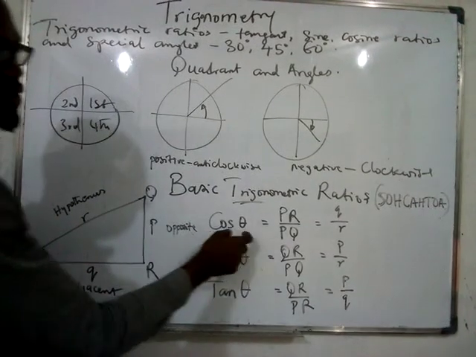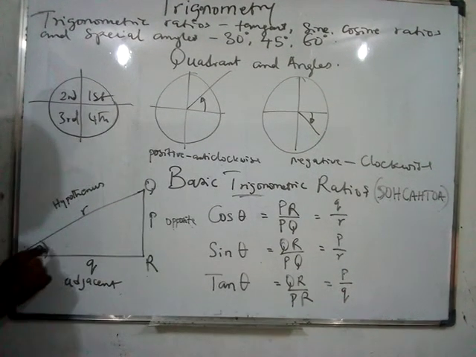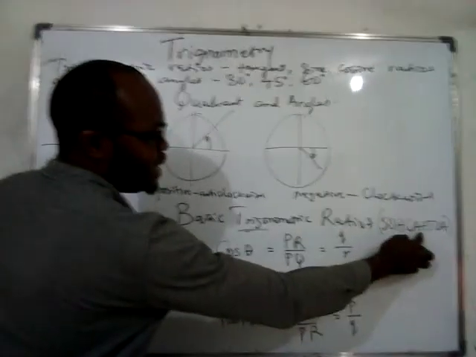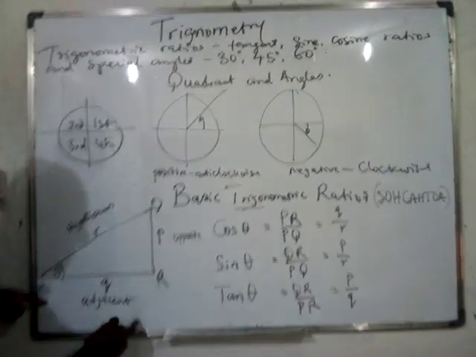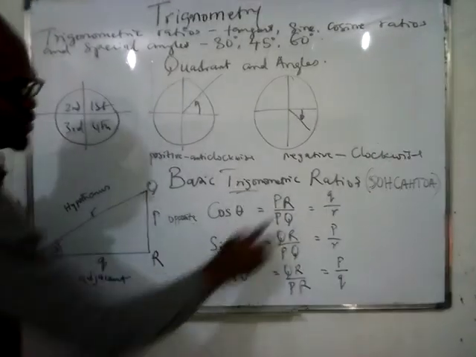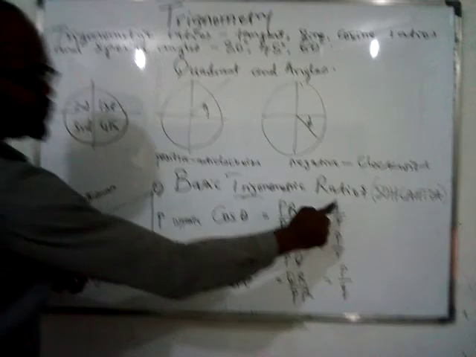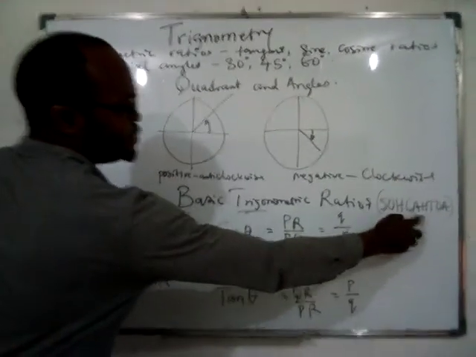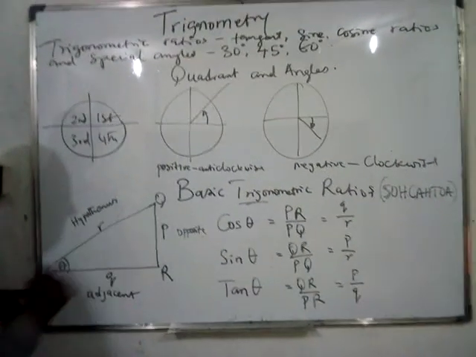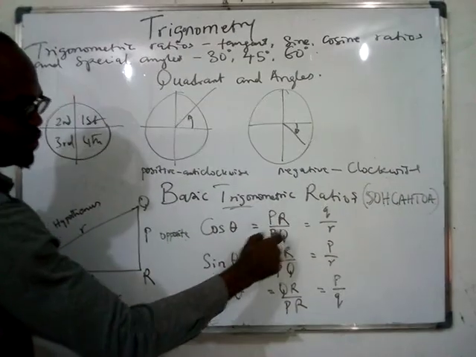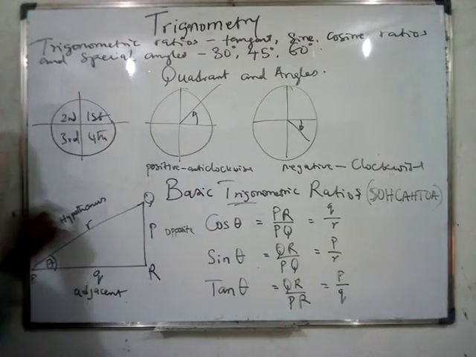Now if you want to find the cosine, cos theta, how do you find the cosine of this angle? It's going to be adjacent, or you call it PR, adjacent, which is Q, all over hypotenuse. Hypotenuse is what? PQ. This is the hypotenuse, or you call it R.